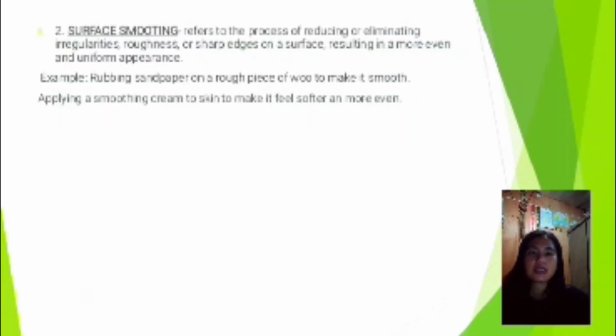Next is the surface smoothing. So it refers to the process of reducing or eliminating irregularities, roughness, or sharp edges of the surface, resulting in a more even and uniform appearance. So yung ating surface smoothing daw ay makikita ito sa isang airplane. So, in-example natin kanina yung ating airplane. So, makita ito sa ating airplane.